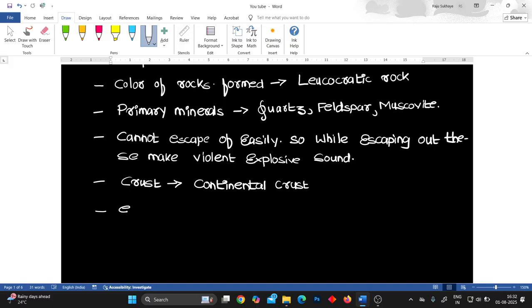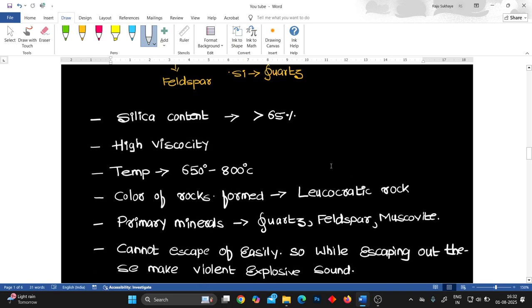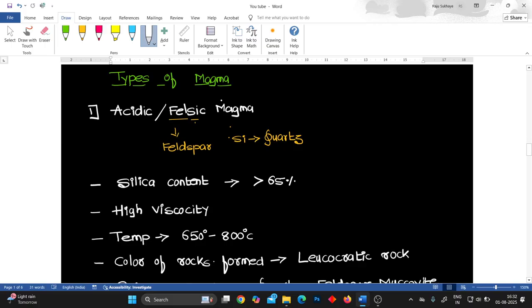So last one, we will be writing the examples of the rocks which are formed from this. The rock like granite is an example of rock which is formed from acidic magma or felsic magma. Granite, then you have the rhyolite. Okay, so these are a few examples of rocks which are formed from the acidic magma or felsic magma. So we'll discuss it one more time. The magma is divided into two types. One is the acidic magma and the other is the basic magma. So we'll be seeing the acidic magma once again.